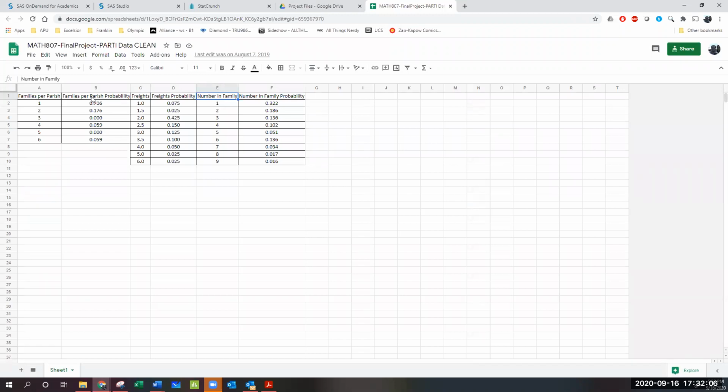So originally, all of these variables were just called probabilities. I renamed them so that when you load it into SAS, you don't have 3 variables that are all called probability and wonder which one is which. This one is probability for families per parish, this is freights, and this is number in family, that kind of thing. That was also confusing to me.